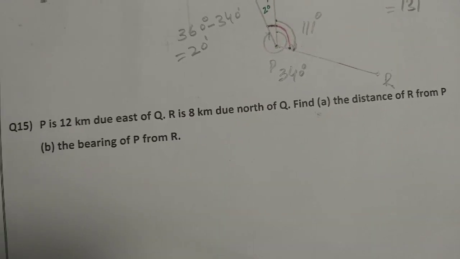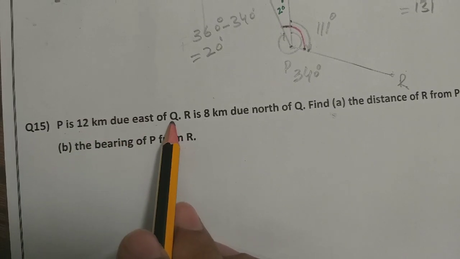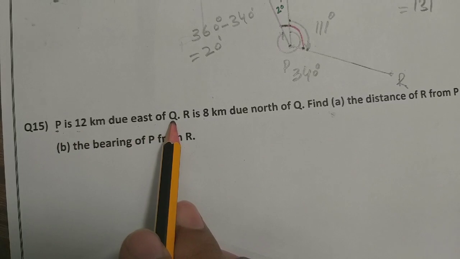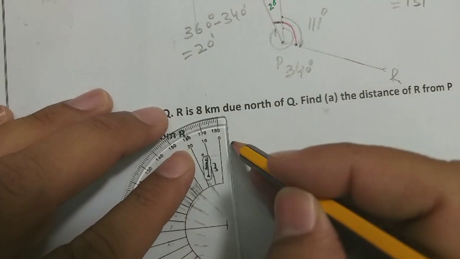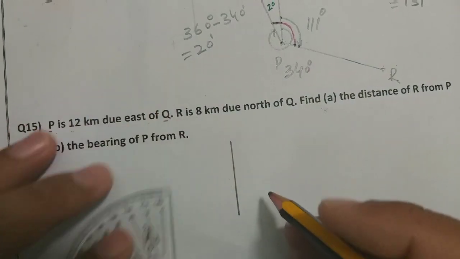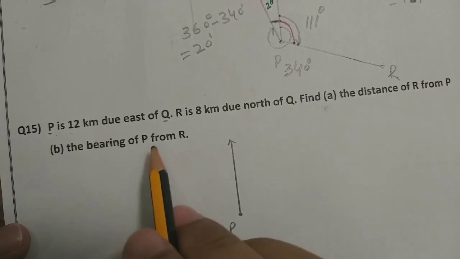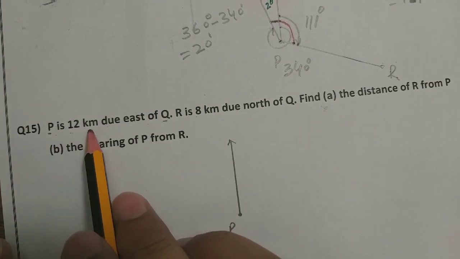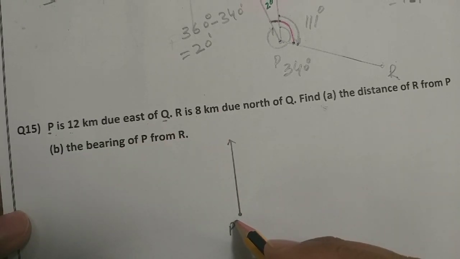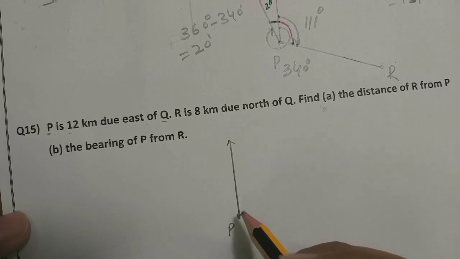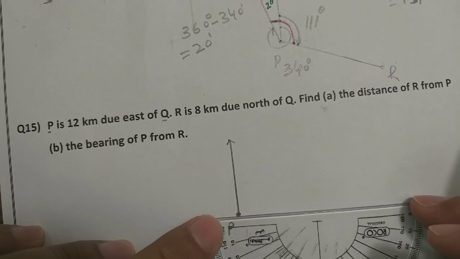Okay, in the next question we have P is 12 kilometers due east of Q. It means if we draw the line here, let's suppose this is the north line, this is the P point. P is 12 kilometers due east of Q. So this is P and Q is east of it. This is the east line.